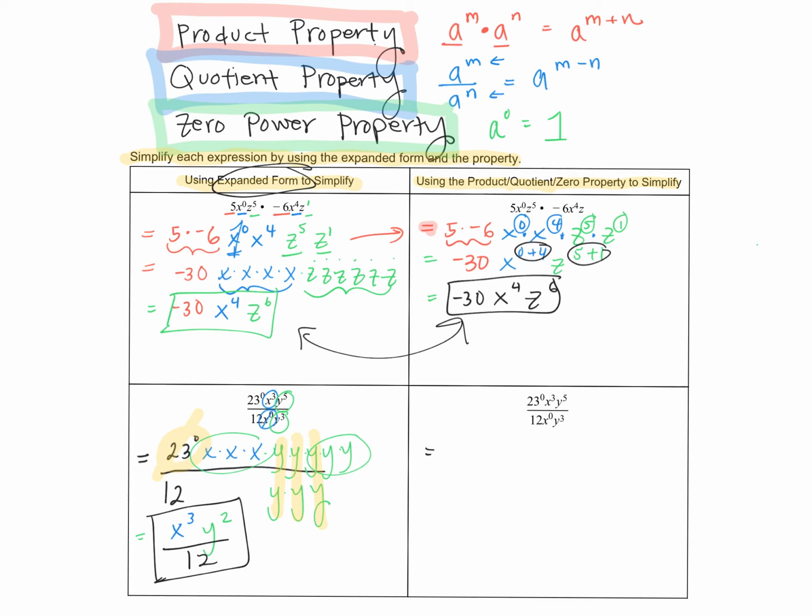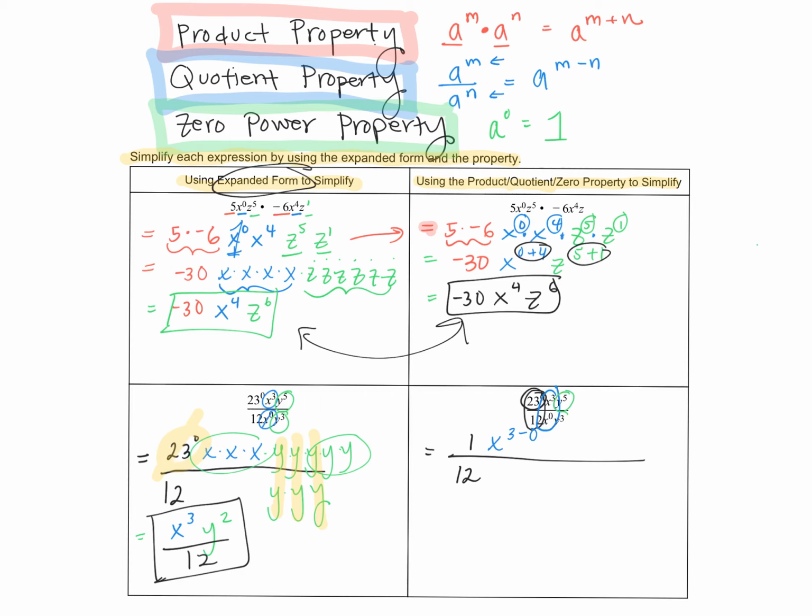Now on the other side, we're going to do it by using the properties. Similar to what I did on the other side, I'm going to group things together that have the same base. Here, I have 23 to the 0 and 12. I could immediately write 1 for 23 to the 0, and then 12 on the bottom. And then I see x cubed, or x to the 3rd, and x to the 0 have the same base. I also see that it's a quotient, they're being divided. So I'm going to write on the top their exponents being subtracted because it's a quotient. So I'm using the quotient property.